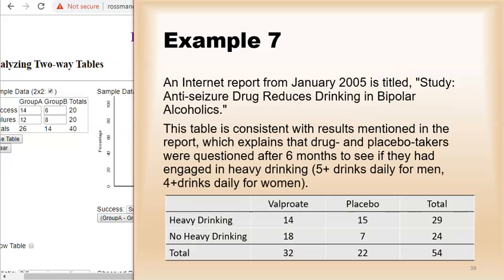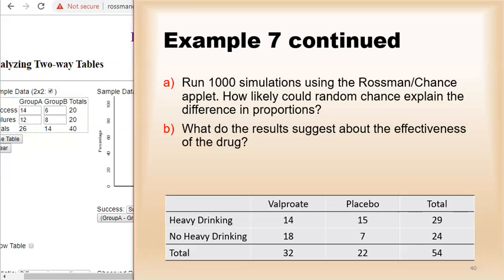Okay, last example. An internet report from January 2005 is titled, "Study: Anti-Seizure Drug Reduces Drinking in Bipolar Alcoholics." This table is consistent with results mentioned in the report, which explains that drug and placebo takers were questioned after 6 months to see if they had engaged in heavy drinking, which is 5+ drinks daily for men, 4+ drinks daily for women. So let's run 1,000 simulations using the Rossman Chance applet. How likely could random chance explain the results of this difference in proportions?